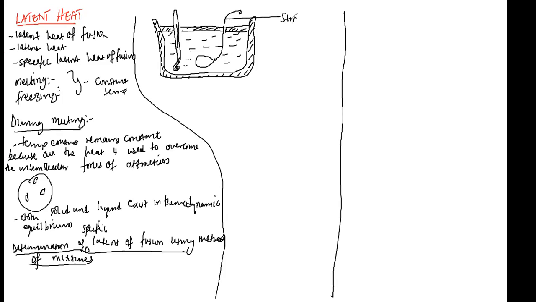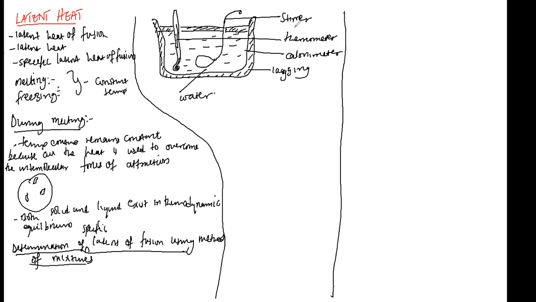The stirrer, the thermometer. This is the calorimeter. This is our lagging. Remember, the lagging protects it from losing heat. This could be our water.